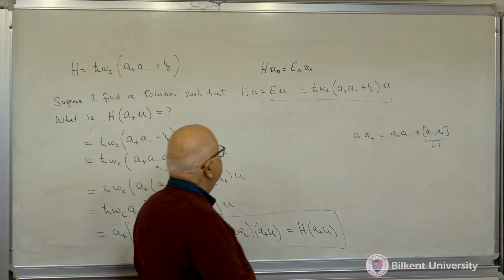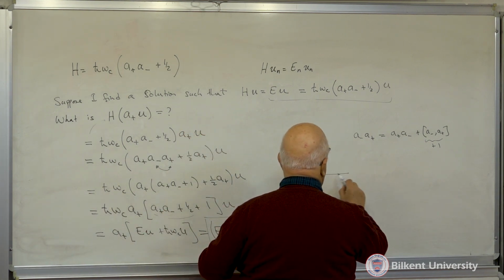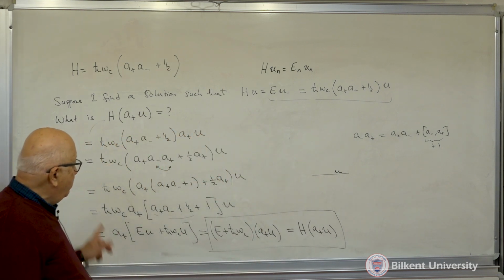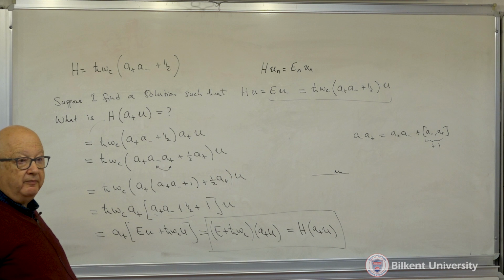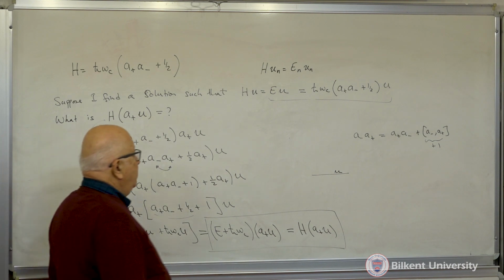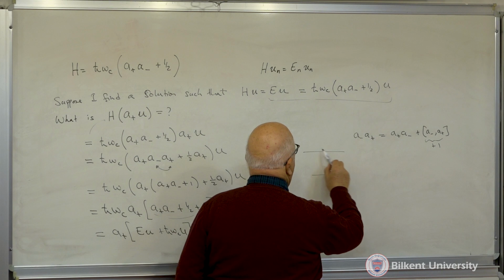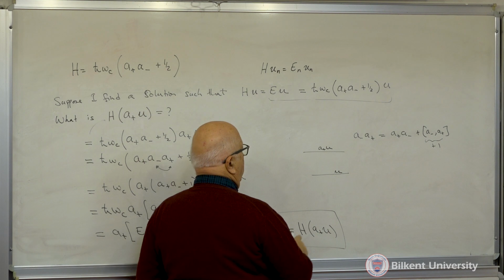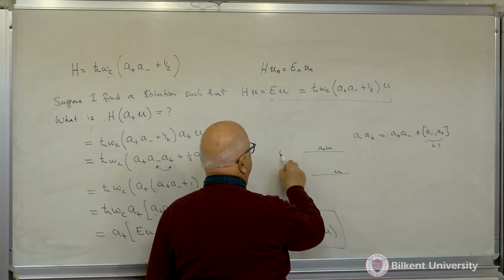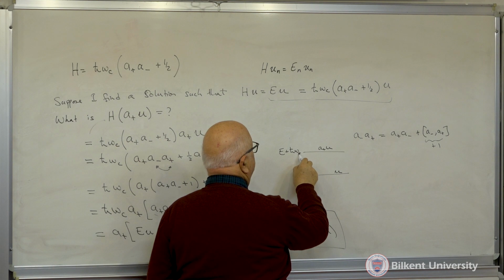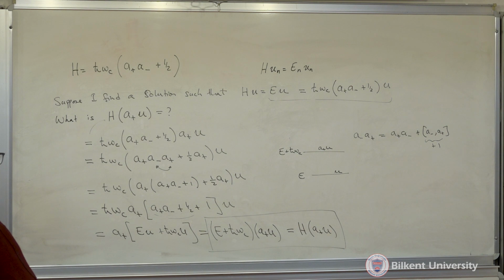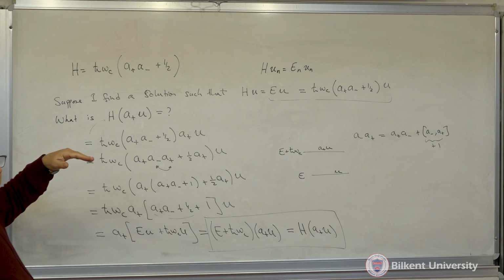Okay, so I started out with a certain U, and then I operated on it with A plus, so that gave me a different function. So this is my A plus U. Now this has energy E, this has energy E plus h bar omega c. Okay, so I found another solution with an energy h bar omega c higher.